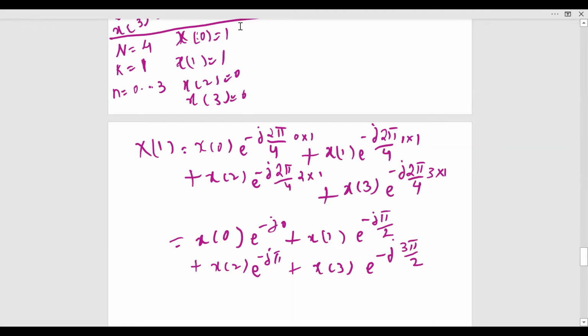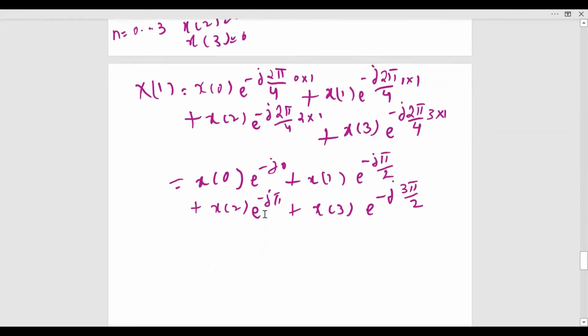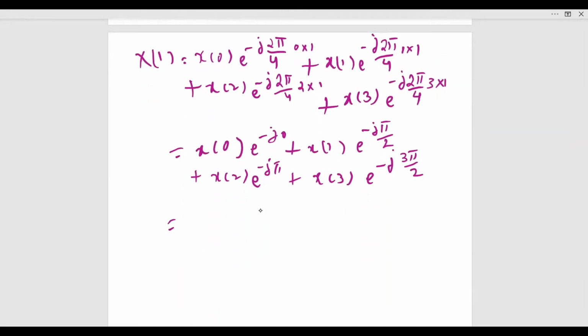But we know for the sequence, x of 0 is 1, x of 1 is 1, x of 2 and 3 are 0. So we can ignore this. So we can write it as x of 0 is 1, e power minus j 0 is 1. So 1 into 1 is 1 plus x of 1 is 1. So we'll get 1 into e power minus j pi by 2, plus x of 2 is 0. So if we multiply 0 with e power minus j pi is 0, plus 0. So simply it is 1 plus e power minus j pi by 2.